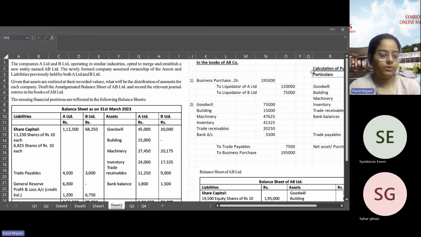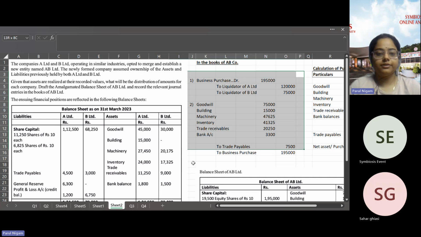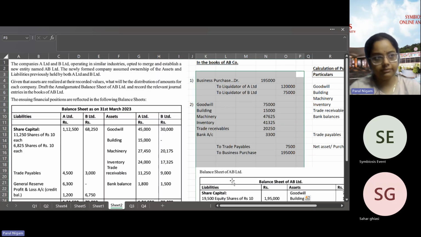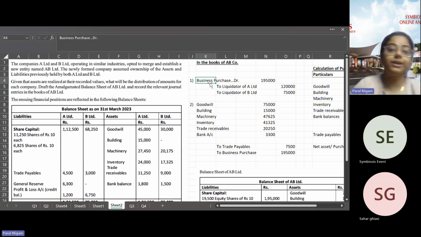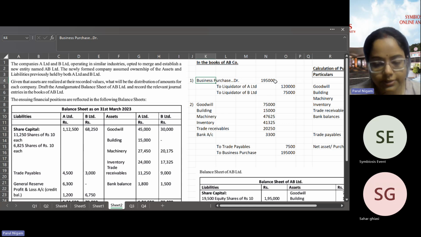After step one will be calculation of purchase consideration. Step two will be recording of journal entries in the books of the final company. Okay, you will be recording it as a purchase, like business purchase account debit to liquidator. Now, since there are two companies over here, we have company A and company B. So, liquidator of A Limited and liquidator of B Limited. So, you are going to merge them.